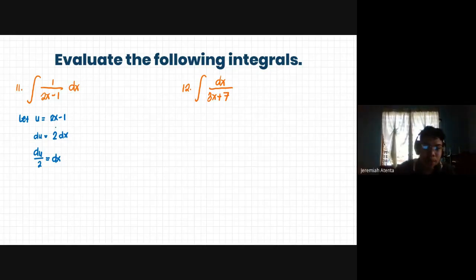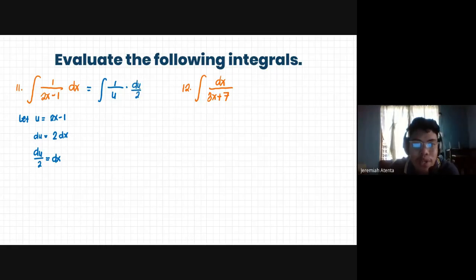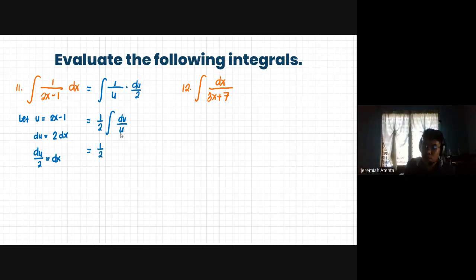So, from that, we will now have integral of 1 over 2x minus 1, which is now u, times dx, which is now du over 2, right? And from that, we can actually put 1/2 outside the integral sign. So you have du over u. What is again the integral of du over u, or 1 over u du? What is again the integral of du over u?